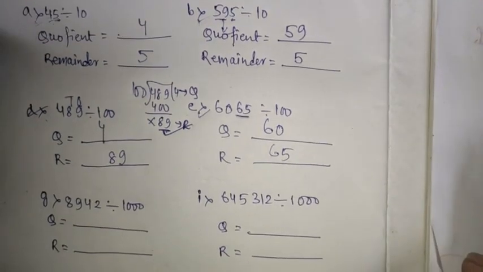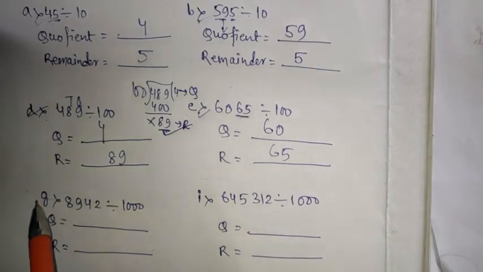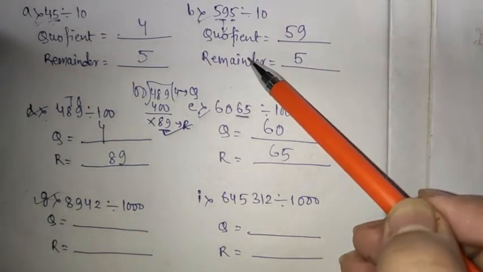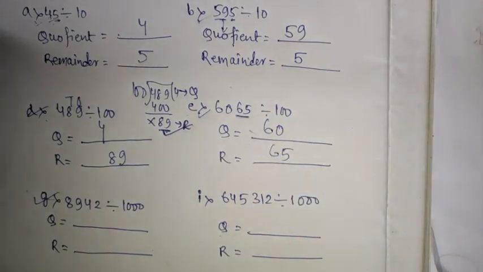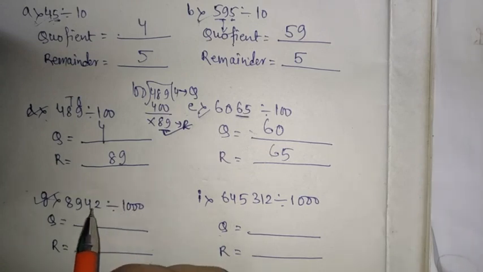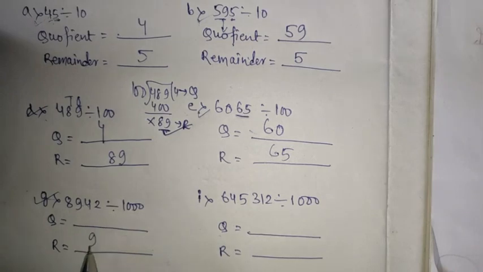Moving on to the number G, a number is getting divided by 1000. So this was rule number 1, rule number 2, and now I am using rule number 3. What was rule number 3? Rule number 3 says that whenever any number is divided by 1000, the ones, tens and hundreds positions will be removed. So 942 will be the remainder. What is left out? 8. That will become your quotient.